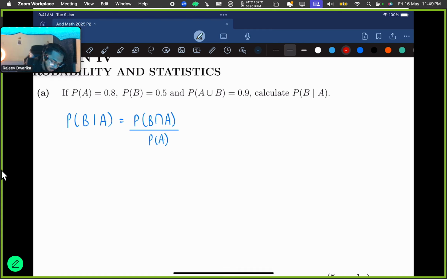So let me use the formula for non-mutually exclusive events to find the intersection. For non-mutually exclusive events, the probability of A union B would be equal to the probability of A plus the probability of B minus the intersection.